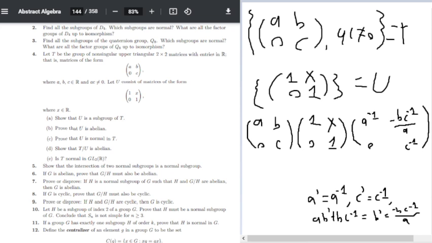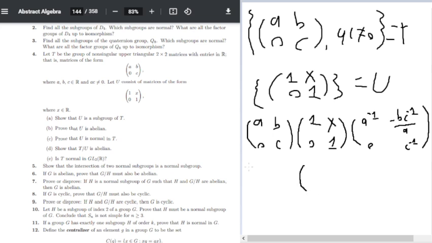So now we need to show this is a matrix of a nice form, so let's get some disgusting computations out of the way. This matrix is going to be a, b, 0, c, and 1, and 1, 0, and also it should be clear this is c to the negative 1 here. The only complicated thing we have is this matrix, negative b c to the negative 1 over a plus x c to the negative 1.